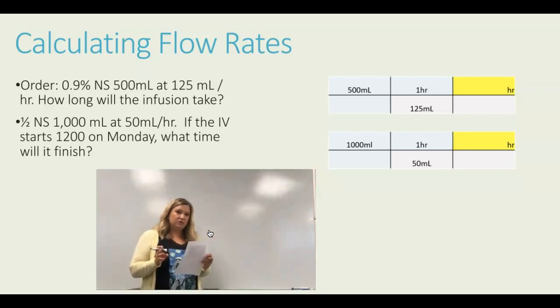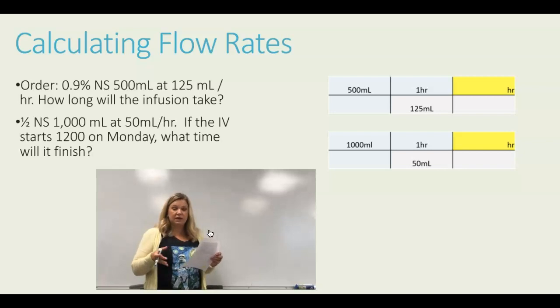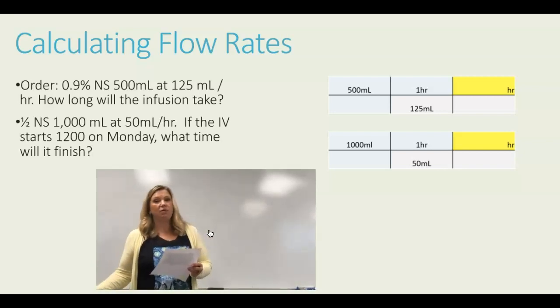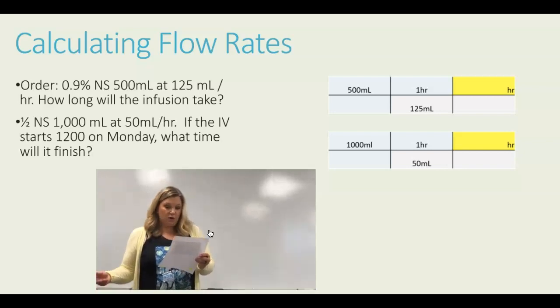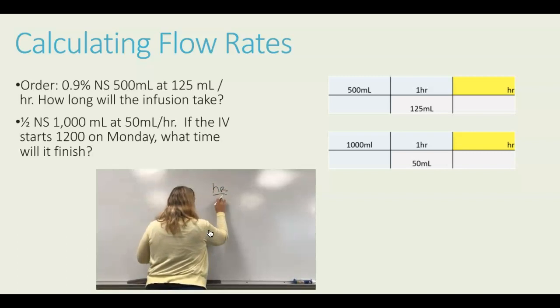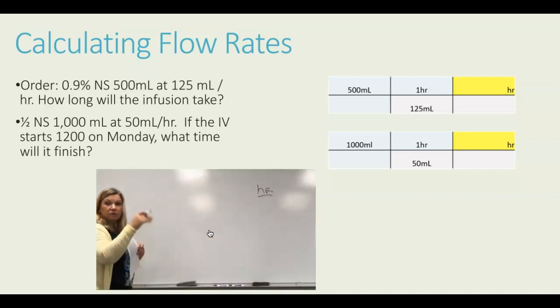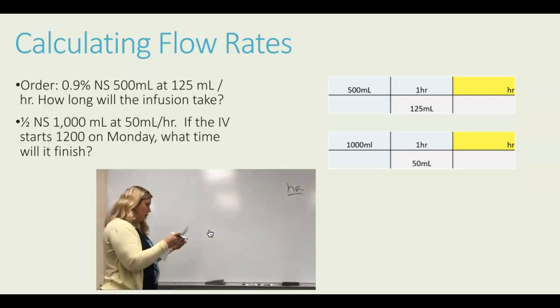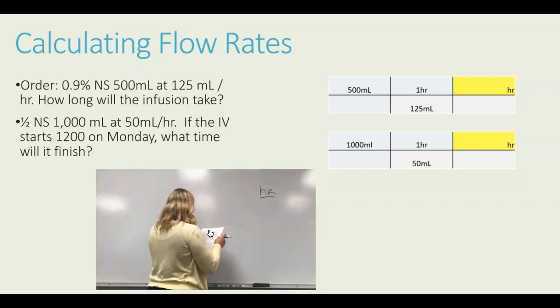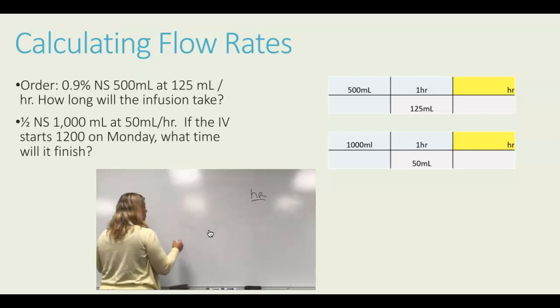Now, I want you to think about this because there's a lot of numbers in that question, but you don't need all of it. And frequently, that's how you're going to be supplied things. You have to figure out what information you need to solve your problem. So we're asking how long. So I want to know how many hours. I'm solving for hours, so I need hours by itself on the top. And my infusion says it's going 125 milliliters in 1 hour, and I've got 500 mils.